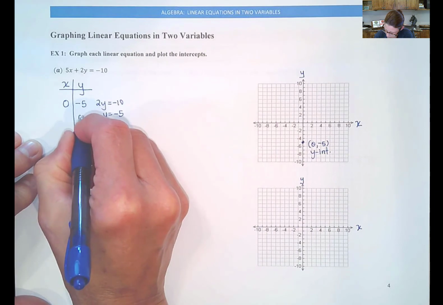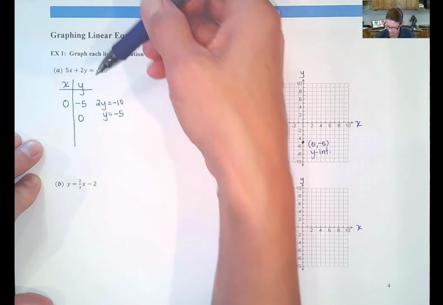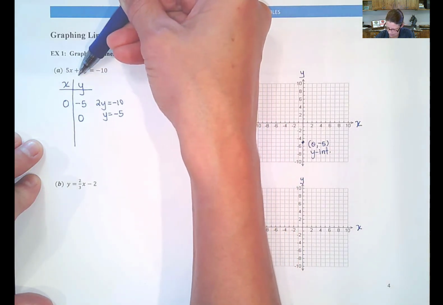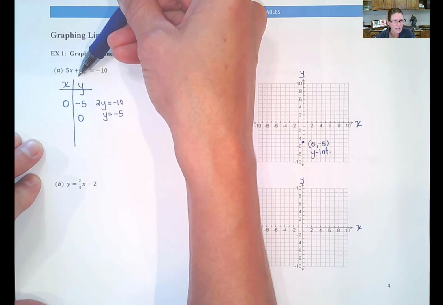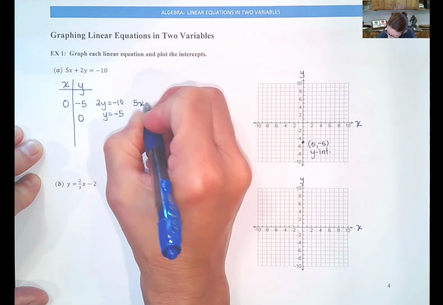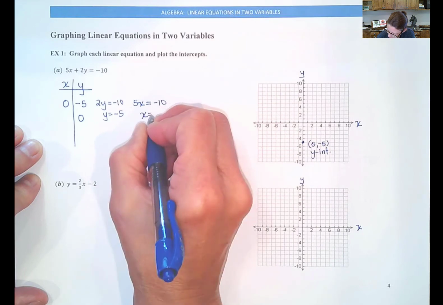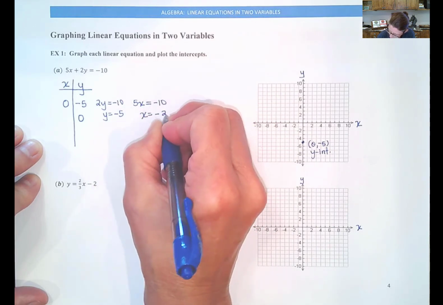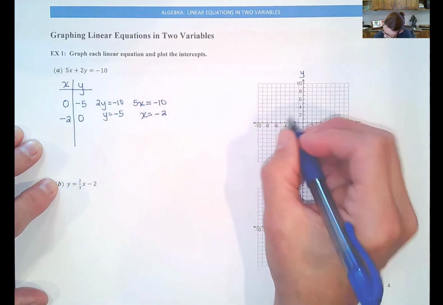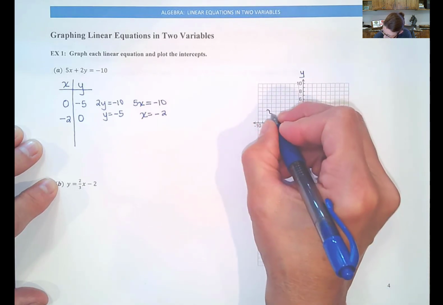If we turn around and substitute y equals 0, that'll allow us to find the x-intercept. So replacing y with 0, 2 times 0 is 0, and our resulting equation is 5x equals negative 10. Divide each side by 5 to obtain x equals negative 2. And the ordered pair (negative 2, 0) is the x-intercept.